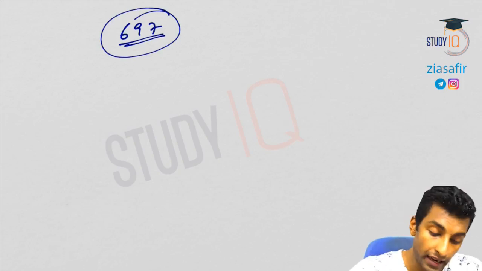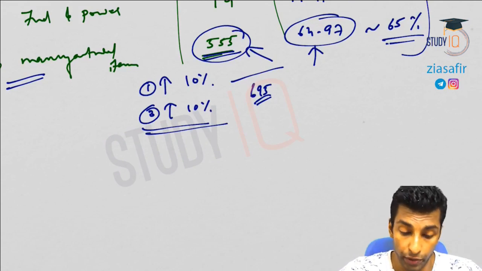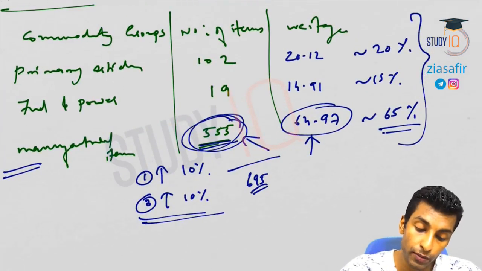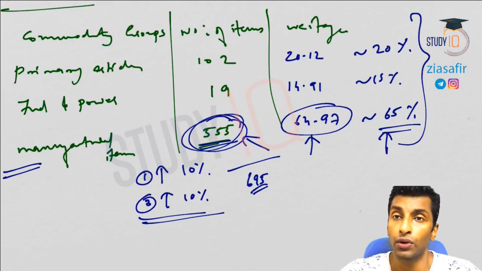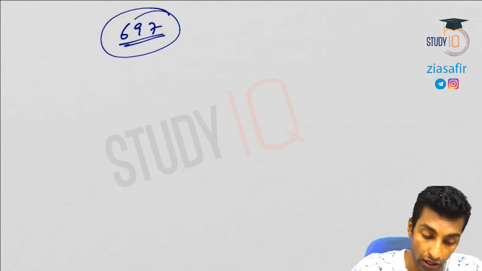So what is actually the criteria for weightage? Here we have discussed the criteria for weightage. It is actually the share in total production. So here the share is more, so weightage is given to the third one. So weightage criteria is actually share in production.